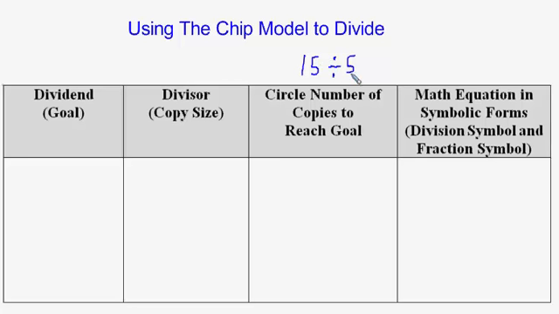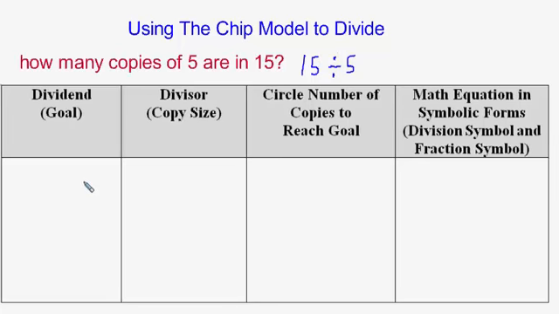So in this division problem, you can think of 15 divided by 5 as how many copies of 5 are there in 15? Or you could think of it as how many times would you have to add the number 5 to get 15? So I'm going to start by making 15 positive chips, since the number 15 is positive.